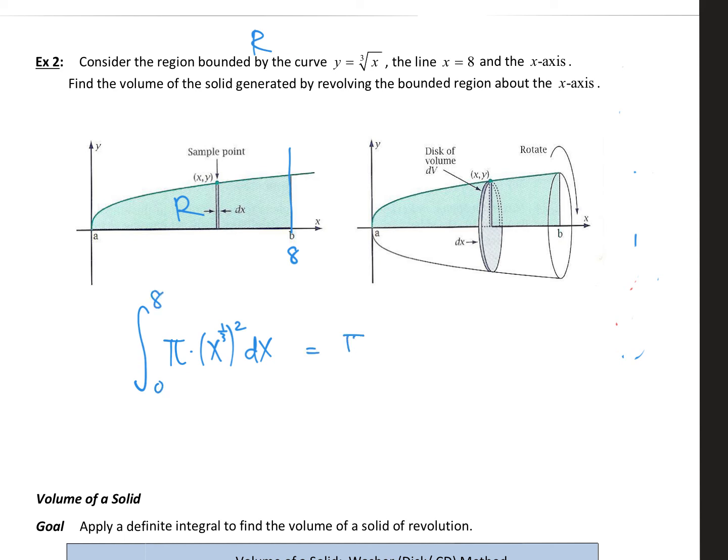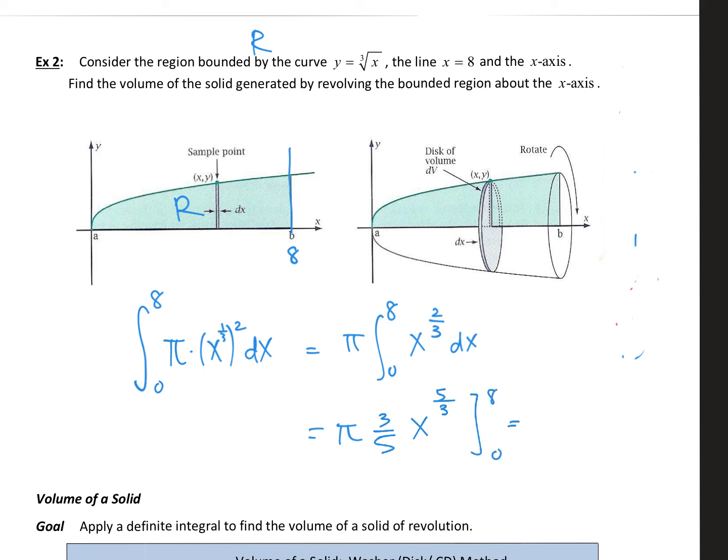So let me rewrite this. Pi is just a constant, so I can leave it outside. It's like this. So how do I integrate that? Raise the power by 1 and divide. So that's 5 over 3, so 3/5 x to the 5/3, from 0 to 8.